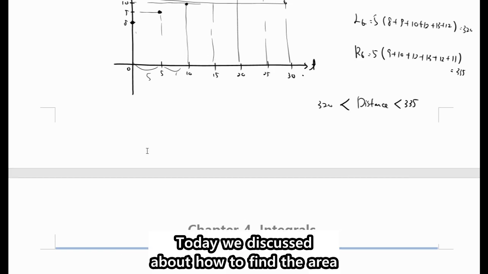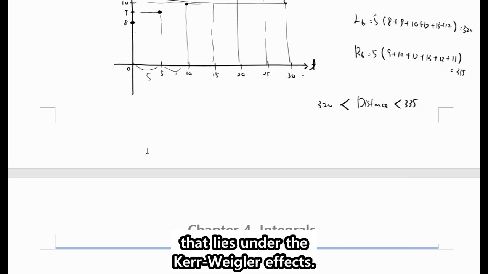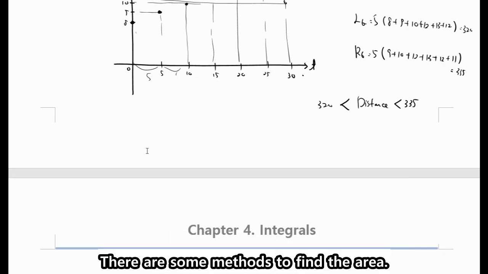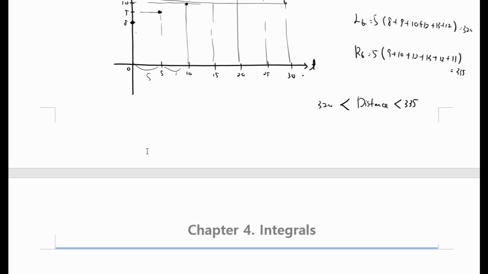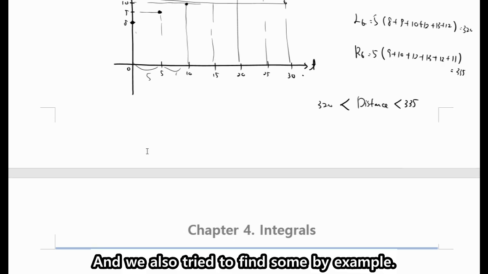Today we discussed how to find the area that lies under the curve y equals f of x. There are several methods to find the area: the right sum, left sum, upper sum, lower sum, and so on. We tried to find some by examples.